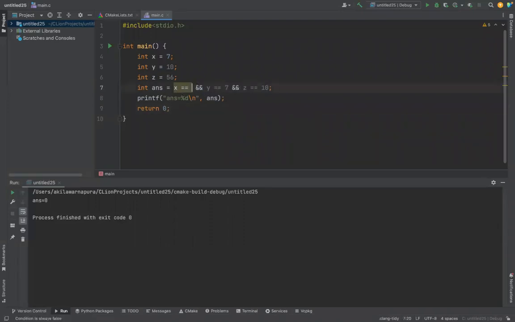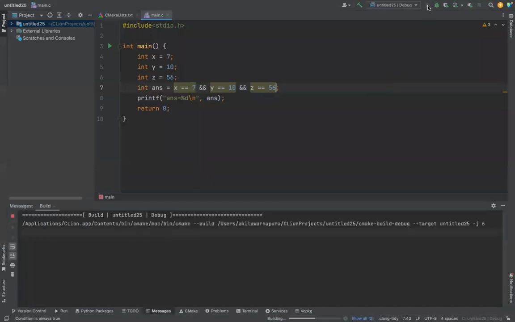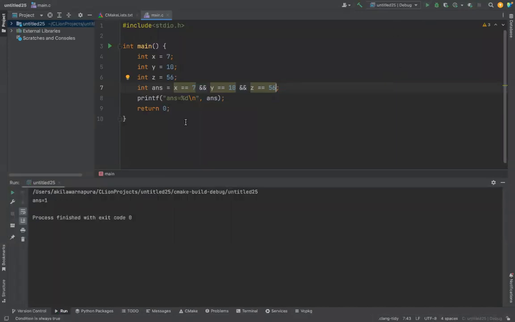Okay, let's say x is 7 and y is 10. Then we need to evaluate the last one also, 56. Answer is 1 because x 7, yes, y 10, yes, z 56. Okay, let's say x equal 9. Then the other two are in ash color because the first one is false. It is not required to evaluate the other two because output is false.